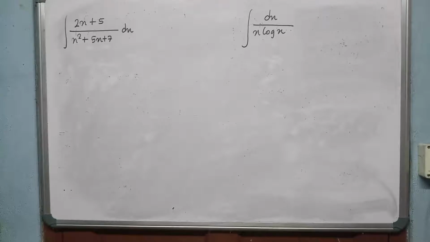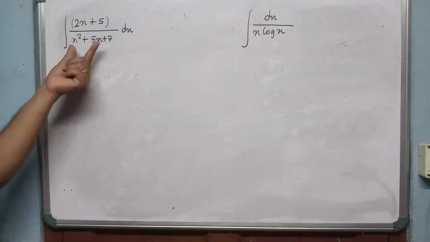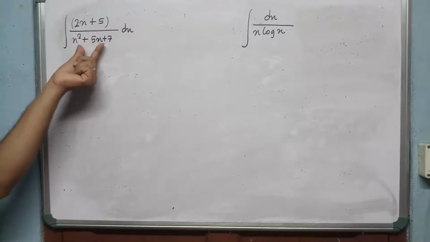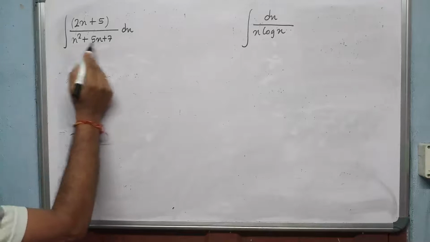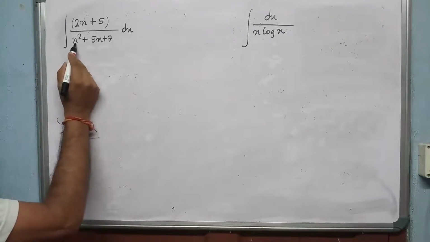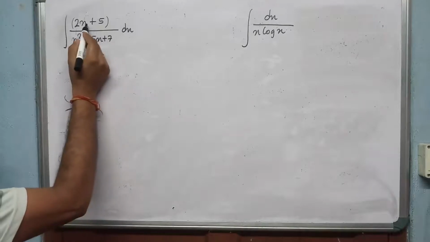Now, in this case, let's say over here. Again, you have to substitute the denominator. Let this quantity equals to z. The denominator equals to z. If you consider this is equals to z, then the derivative of x square is 2x. The derivative of 5x is 5. Its derivative is present over here.